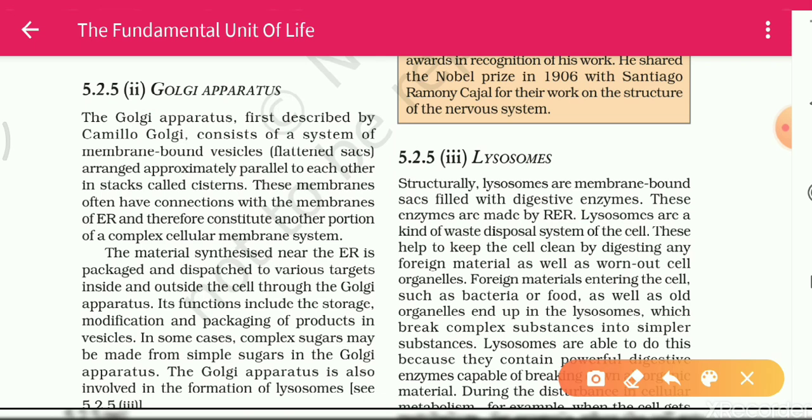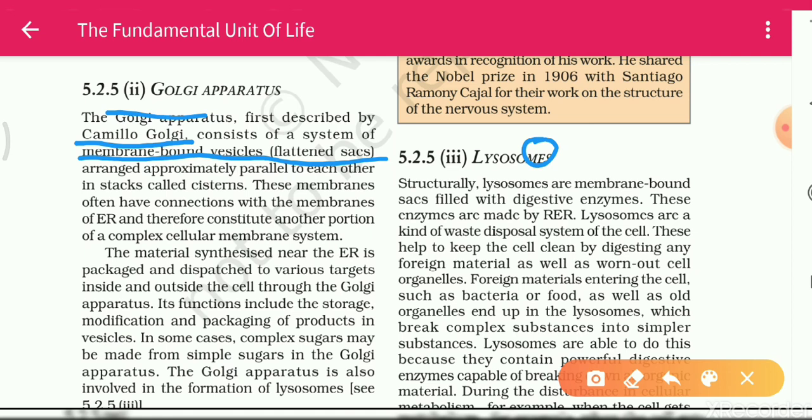The Golgi apparatus was first discovered by Camillo Golgi. On the basis of the scientist's name, Camillo Golgi, its name is Golgi apparatus. It consists of a system of membrane bound vesicles and flattened sacs. Membrane bound vesicles, students, I told you, are small bag like structures, and this one is a flattened sac, meaning a flat bag. In this, juice is filled, and this one is membrane bound.